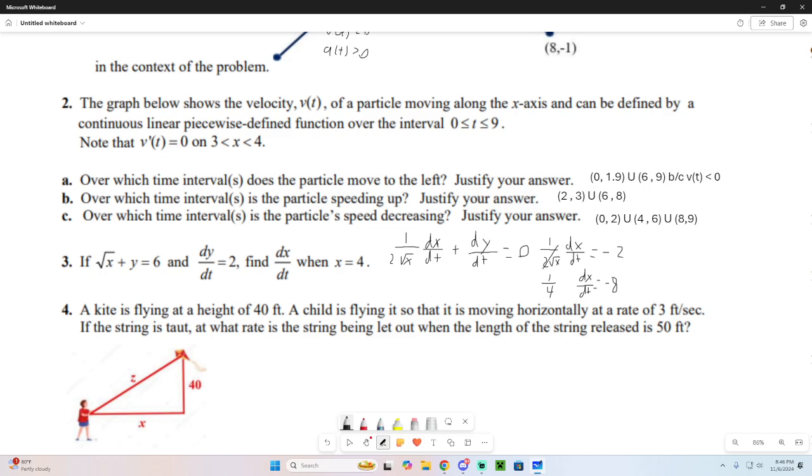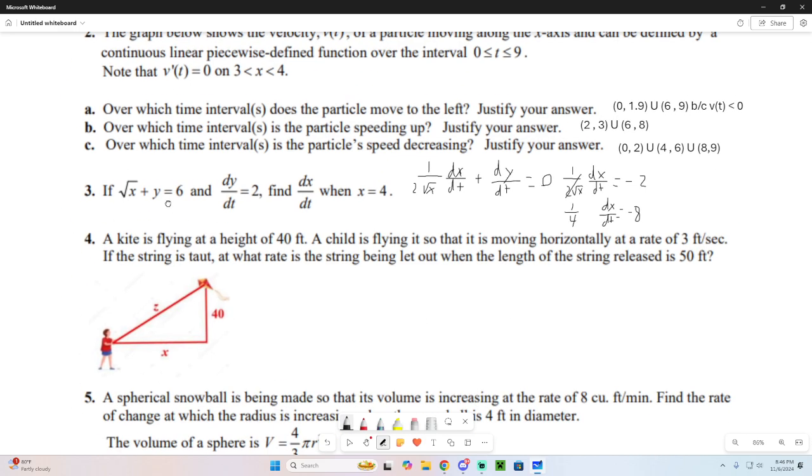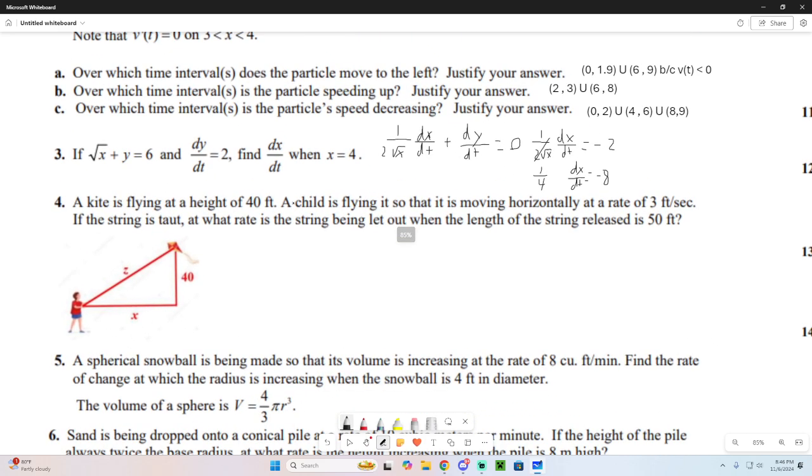Alright, let's keep on going. A kite is flying at a height of 40 feet. A child is flying it, so it's moving horizontally at a rate of 3 feet per second. If the string is taut, at what rate is the string being let out when the length of the string released is 50 feet? Alright, so let's start by what we're given.